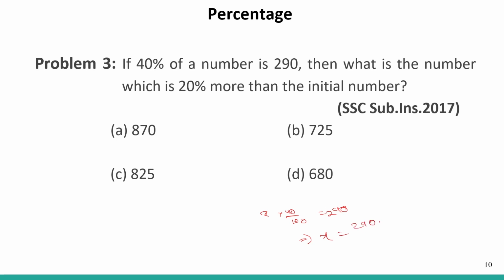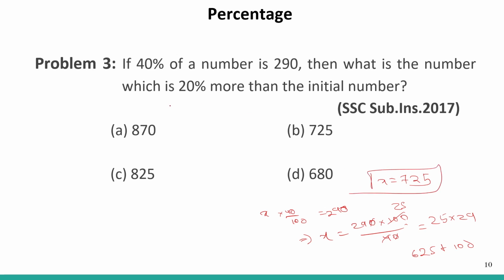x is equal to 290 into 100 by 40. So the 0 cancels out, and what we are left with is 25 into 29. So 25 into 29: 5 into 9 is equal to 45, so 5 must be there, so 625 plus 100 is equal to 725. So the number x is equal to 725. Okay, x is equal to 725.